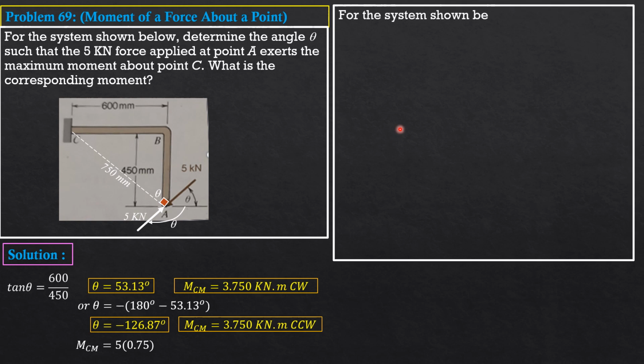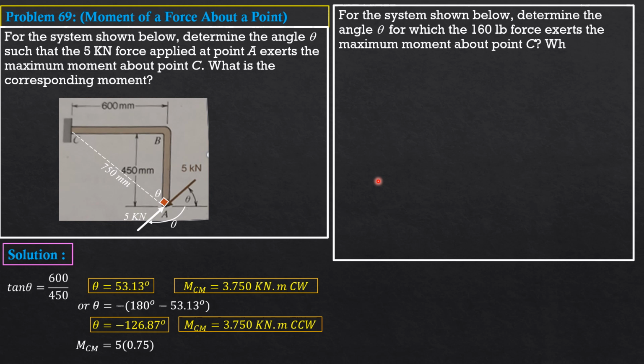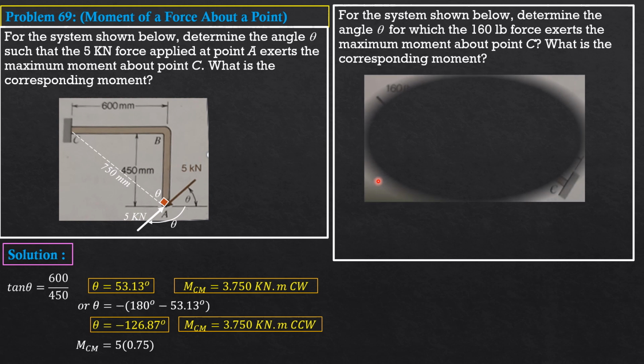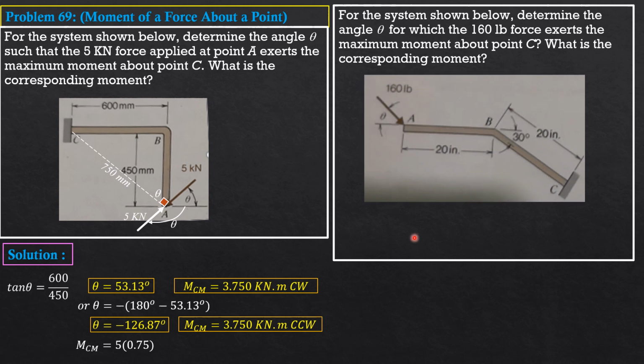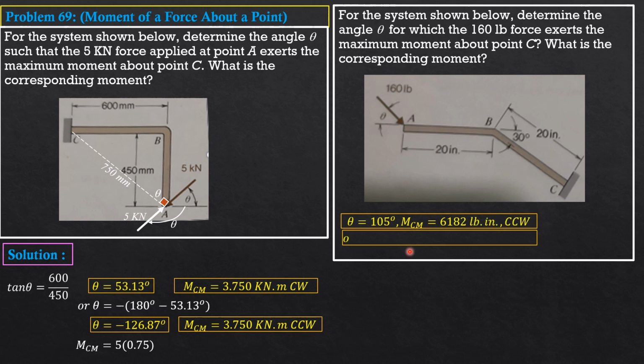And for your part, here's your problem for the system shown below. Determine the angle theta for which the 160-pound force exerts the maximum moment about point C. What is the corresponding moment? These are the answers for part A. And for part B, for the other possible theta, that's the answer. So that's it for your part.